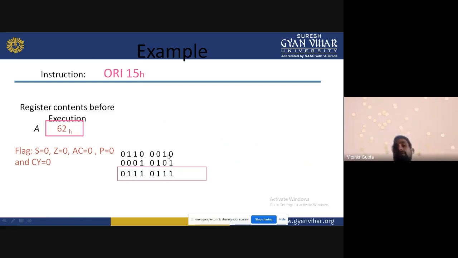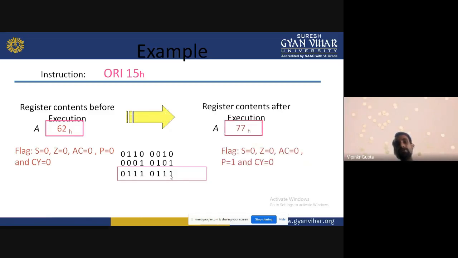Now we are doing the OR operation. So 0 or 0, 0 or 1. So what did you get? 0 or 0 is 0, 1 or 0 is 1, 1 or 0 is 1, and so on. So what is the equivalent? 0111 is the meaning of 7. So 7, 7, we are getting the result. 77 is the result. So that result will be stored into the accumulator.